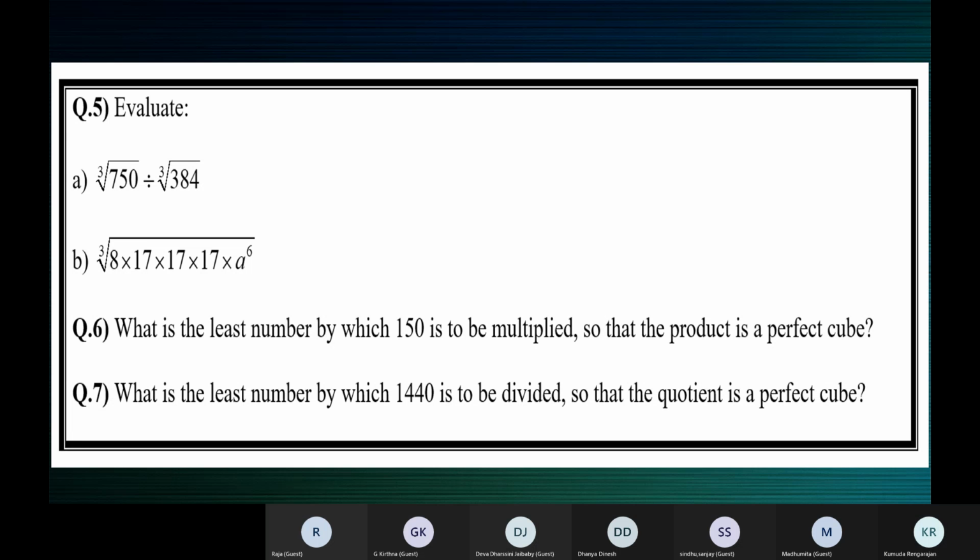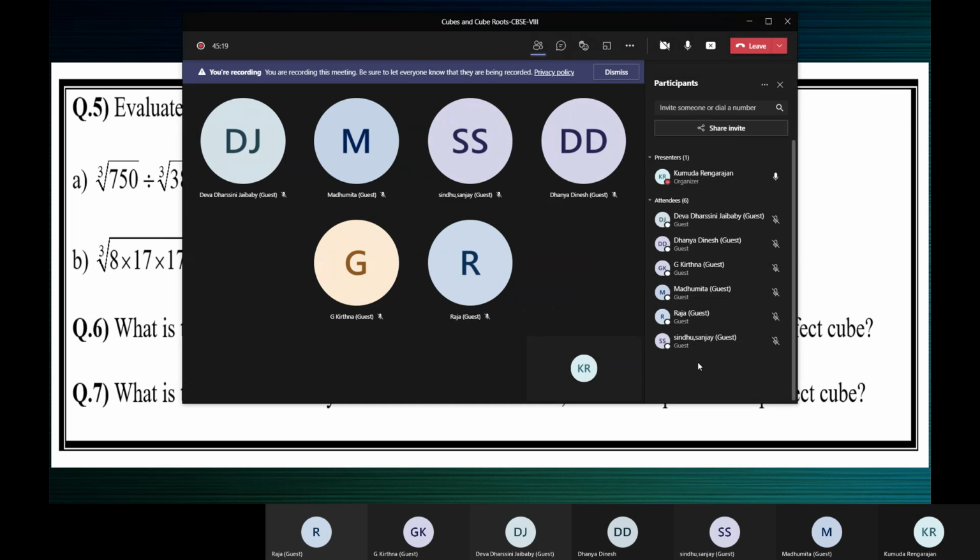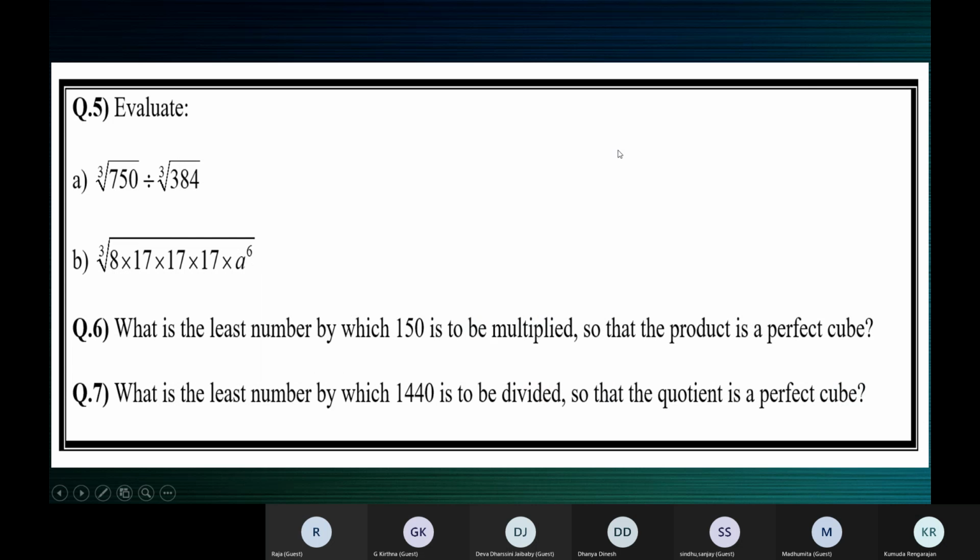Found the prime factors? Got it, children? Finished?